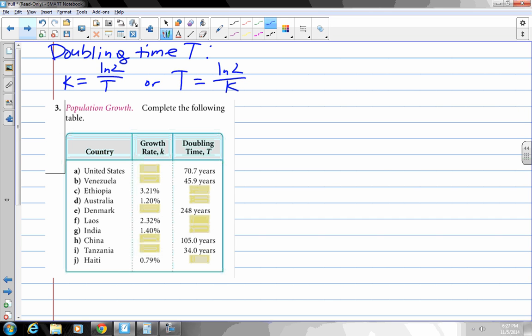So these are problems from your book, so we can solve some of them. Here is a list of countries. They either give us the growth rate or the doubling time. Can we fill in the blanks? If you know one, you know the other right away. For example, for the United States, the doubling time is 70.7 years. So we can find the rate. Rate equals ln of 2 over the doubling time, whatever that is.